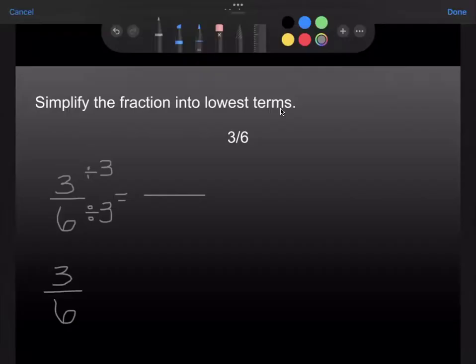So 3 divided by 3 is 1, and 6 divided by 3 is 2. So what that means is that 3 over 6 can be simplified to the equivalent fraction 1/2. And this represents the same amount, but using smaller numbers.